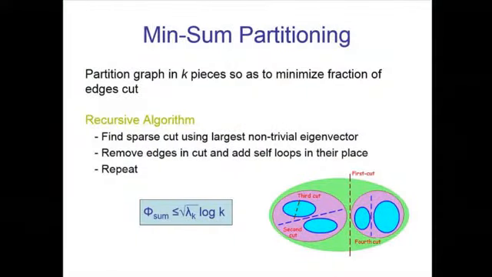So for the first problem, there's a very simple recursive algorithm. Cheeger's inequality gives you a way to find one cut. You find that cut, remove those edges, and add self loops in their place. For each edge uv that you remove, you add a self loop at u and a self loop at v. And then you repeat. Now we have two pieces. Look at which piece has the smaller second eigenvalue, and do this again till you get k pieces.